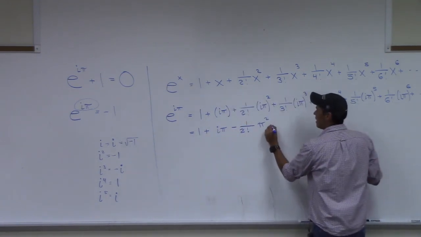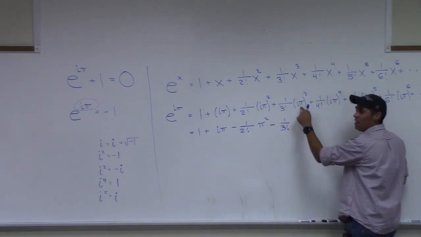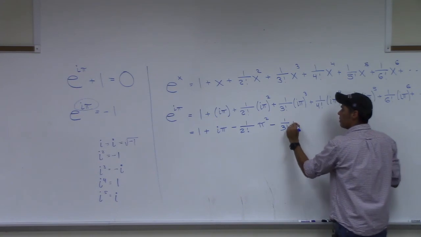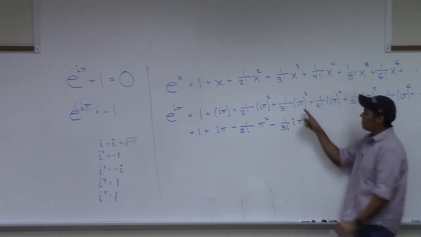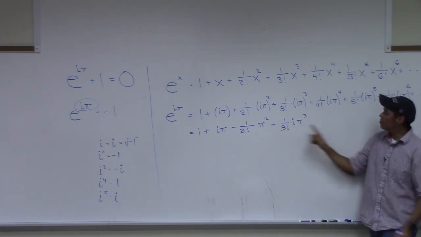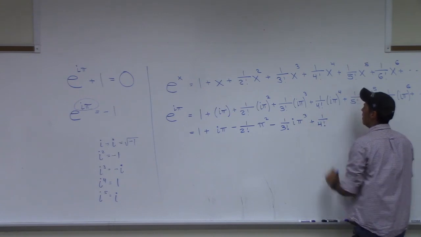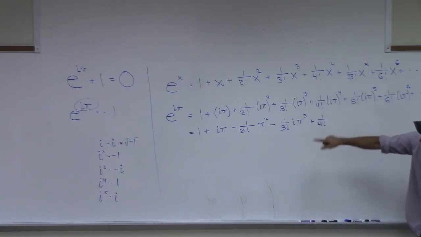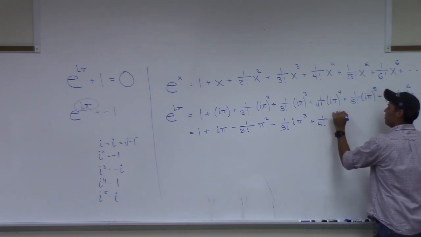So I have negative 1 over 3 factorial. I still have an i here, don't I? So I'm going to go i, but I have pi to what power? Cubed. Does everyone see how the i cubed turned into a negative i? Next one. Plus 1 over 4 factorial. i to the 4th is 1, so it's not there. Pi to the 4th.